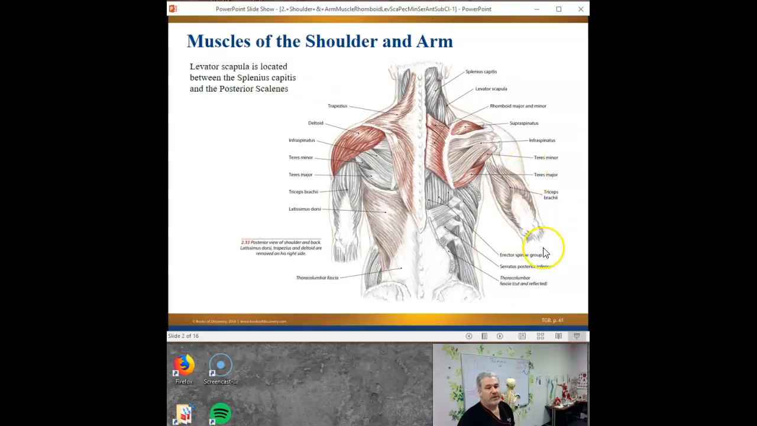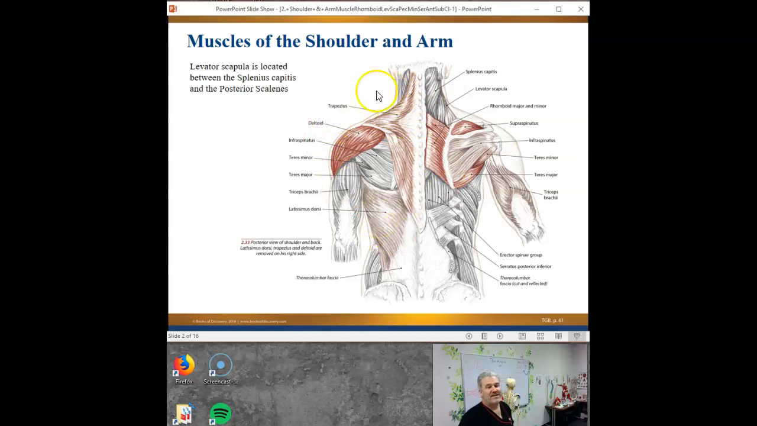Let's see. So, can everybody see my slide right now of the muscles of the shoulder and arm? It says page 61 on my slide. That must be the page it's on. Hopefully you can see this. Can you guys see my slide? Or can you see page 61?